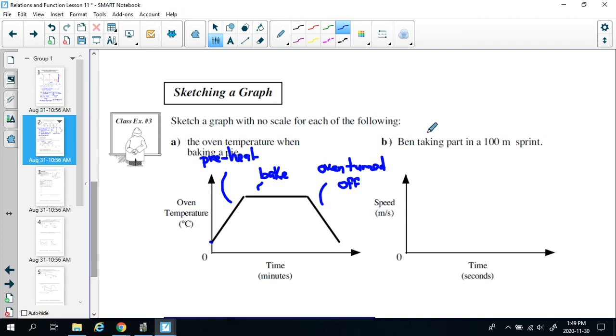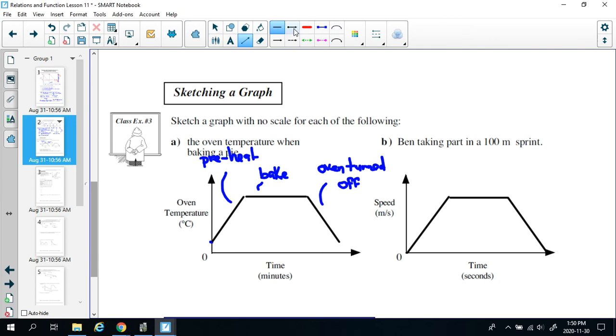Okay, and then B says Ben taking part in a 100-meter sprint. So this time we would start at the origin on the graph, because you would start from rest. So in this one, what would happen is, there's that first part in your sprint when you're starting to move faster and faster and faster and accelerating. So I could probably represent that with a line here. And then you get up to your constant maximum speed. And then after you pass the finish line, you would then slow down back to rest.